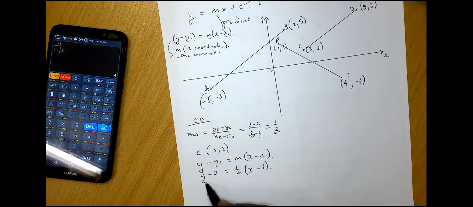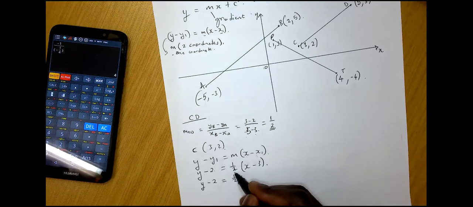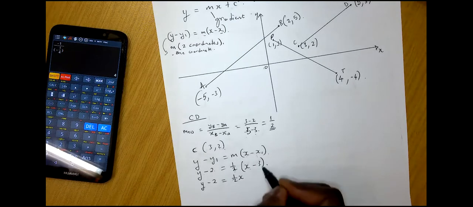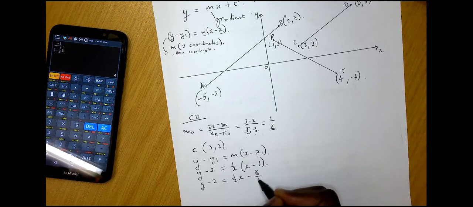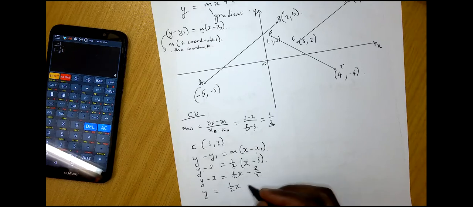Then what do we do now? We need to clear the equation here. We're going to say y minus 2 is equal to 1 over 2 times x minus 3. We remove the bracket: half times x gives half x, and half times minus 3 gives negative 3 over 2. That's what we have there. Then what do we do now? We take it to that side: y is equal to 1 over 2x minus 3 over 2 plus 2.